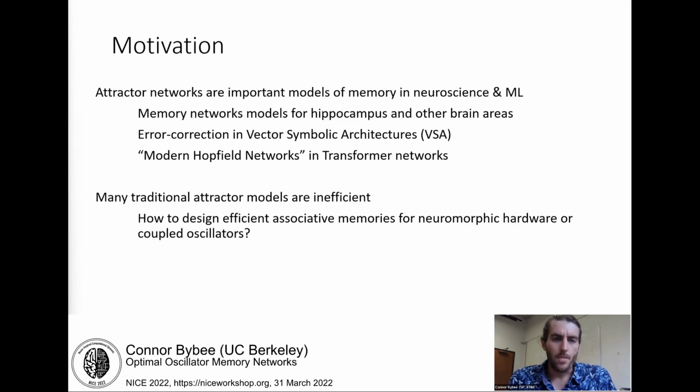That is, their capacity with respect to some metric is low, and there may not be a practical hardware implementation. This raises some important questions. How to design efficient associative memories for neuromorphic hardware, such as networks of coupled oscillators. In addition, we want to consider the compatibility or flexibility with which an algorithm can be mapped to hardware. This is important given the diversity of the neuromorphic platforms and the underlying neuron models, such as leaky integrate-and-fire, resonate-and-fire, or the Hodgkin-Huxley type model.